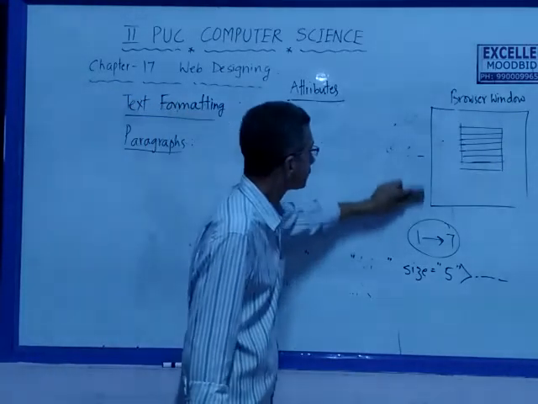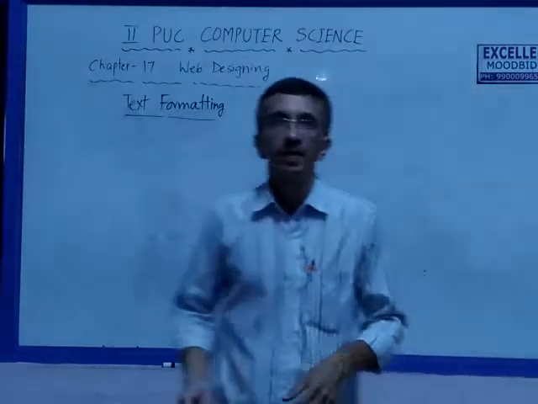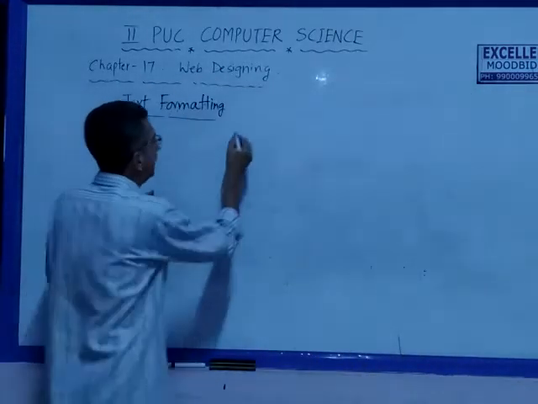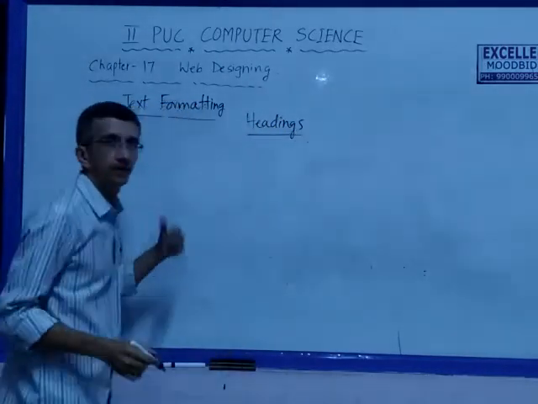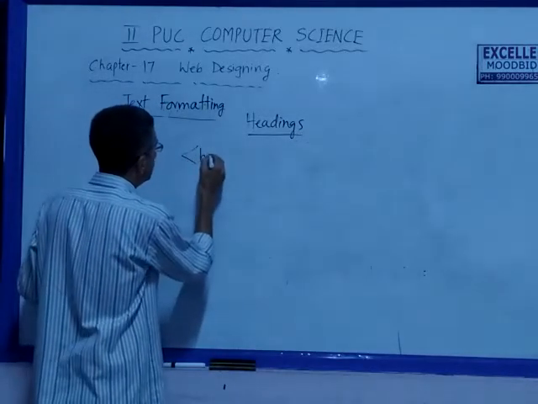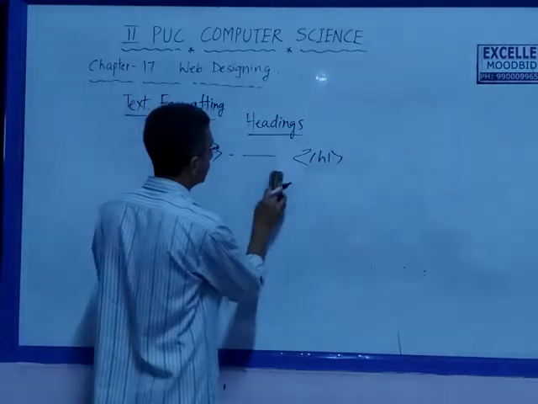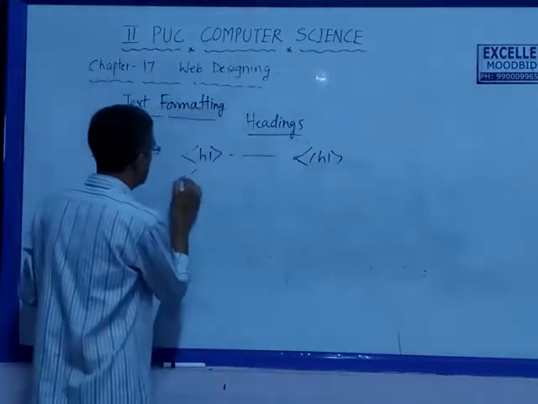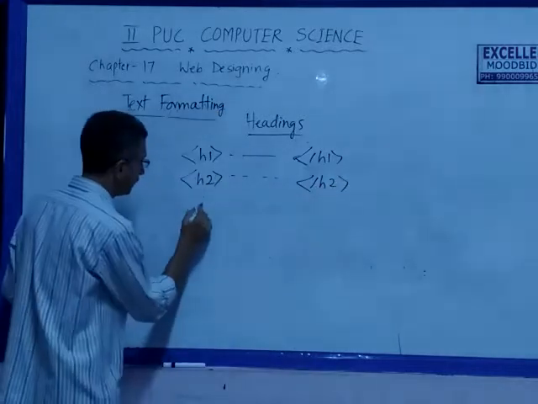Then after text formatting, there are some heading levels. Various heading levels. Some levels of headings will be like H1, close H1. Next H2, close H2, etc. till H6.